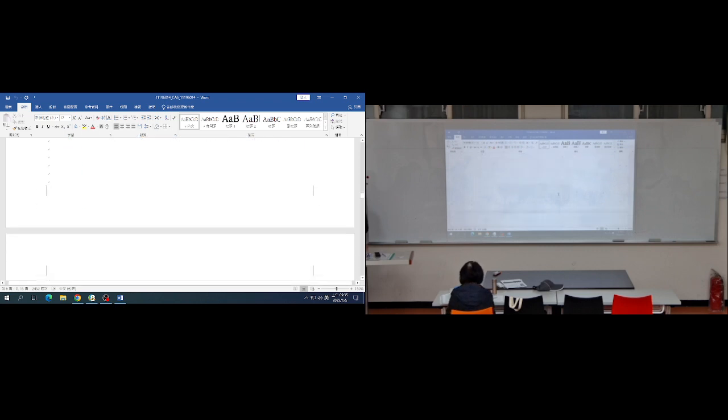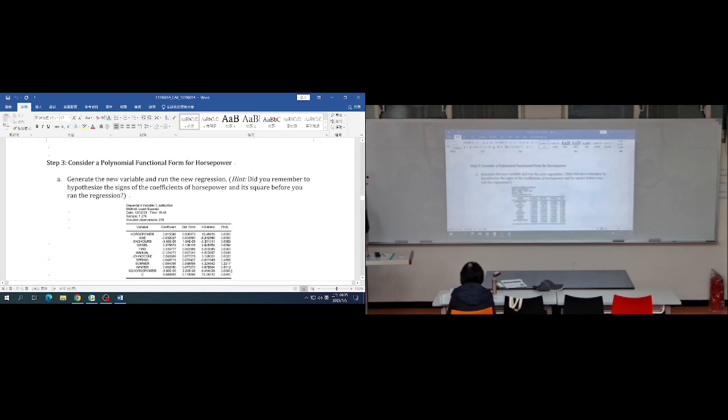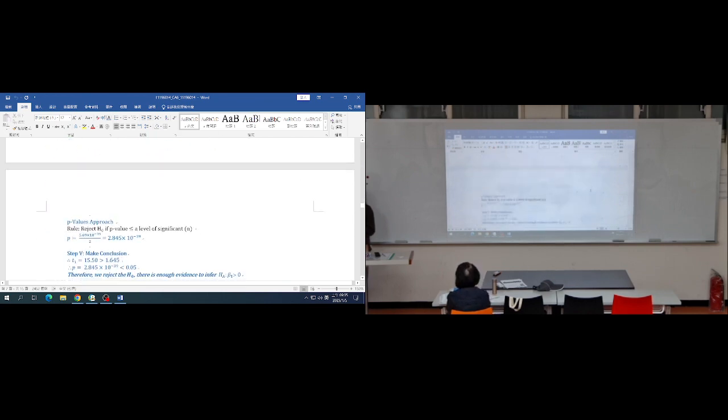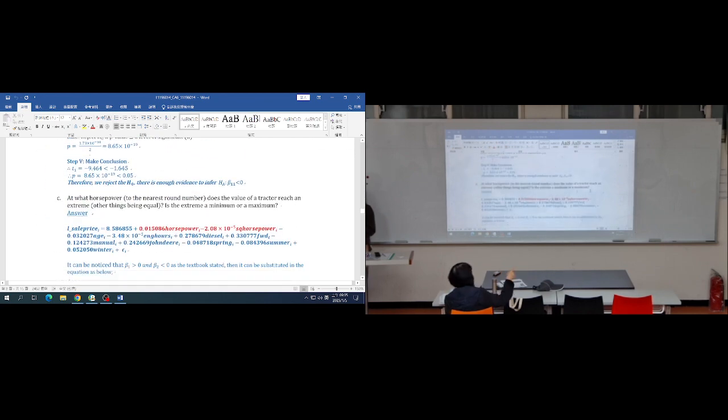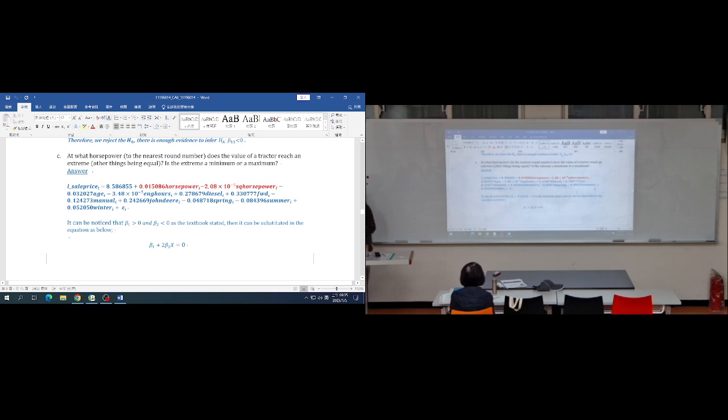All right, and step 3. Step 3, go on to the C part. If we do everything, then I think we don't have time, okay? How about the C part? I think it's very hard for me.